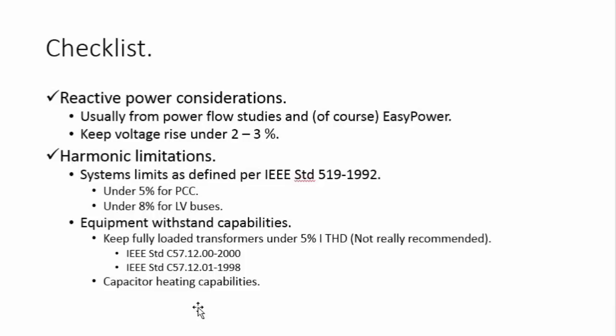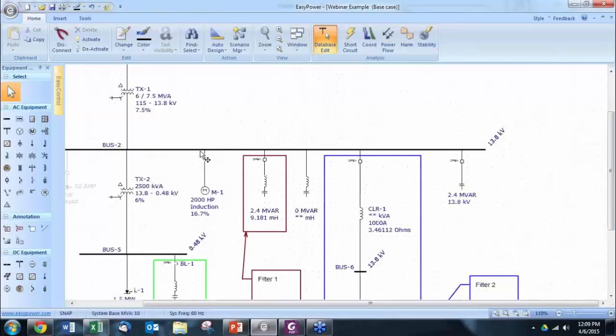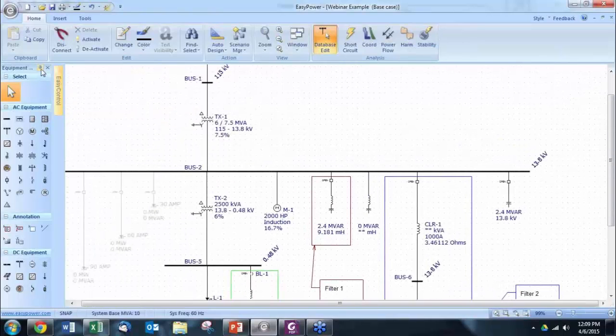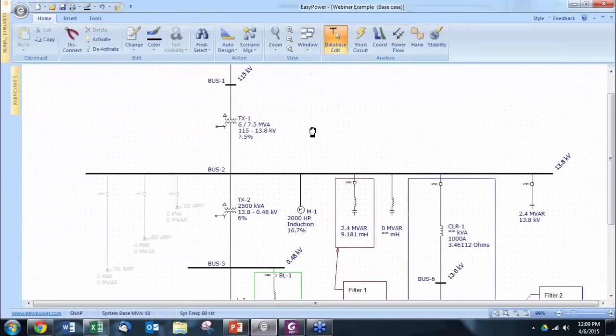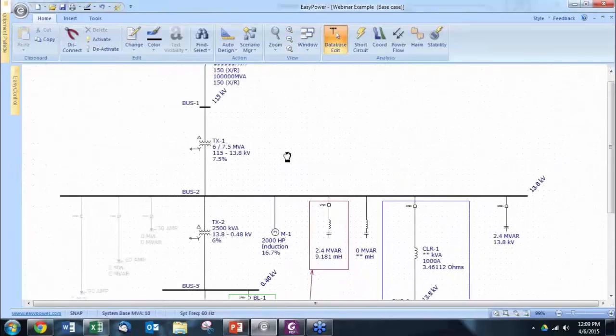Since the filter includes capacitors, they will provide reactive power, and they will compensate for reactive power consumption in the system. Now, where do we get the reactive power considerations? They usually come from a power flow study, and of course, EasyPower. I made a very simple example to show how to size a filter.